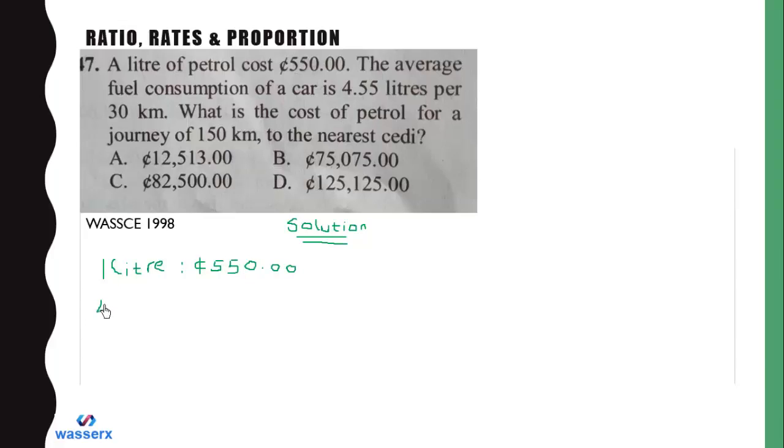Now we need to know how much 4.55 liters will cost. So 4.55 liters will cost X cedis. We don't know, so we have to use ratio or proportion to find X. Now we know that 4.55 liters will cost 4.55 times 550 cedis, because 1 liter costs 550 cedis. Hence 4.55 liters will cost 2,502.5 cedis.